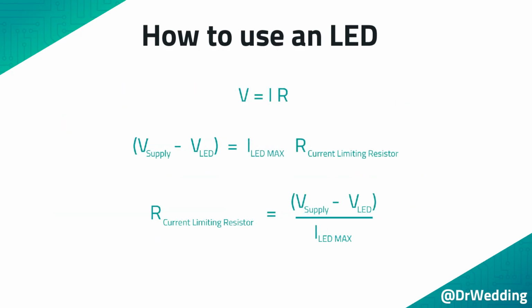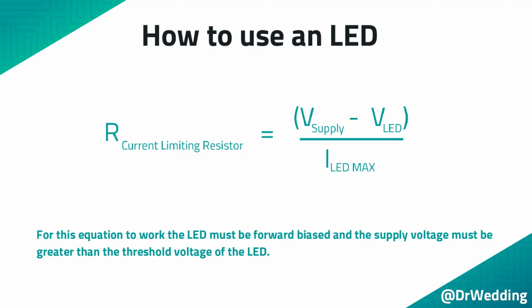There is only one resistor in the circuit, and it can be found using Ohm's law. Starting with Ohm's law, the voltage across the resistor is the supply voltage minus the threshold voltage across the diode. We do not know the current or the resistance, so we will assume the current is the maximum rated current of the diode. Then you can isolate the resistor. The equation to find the value of the current limiting resistor is shown here.